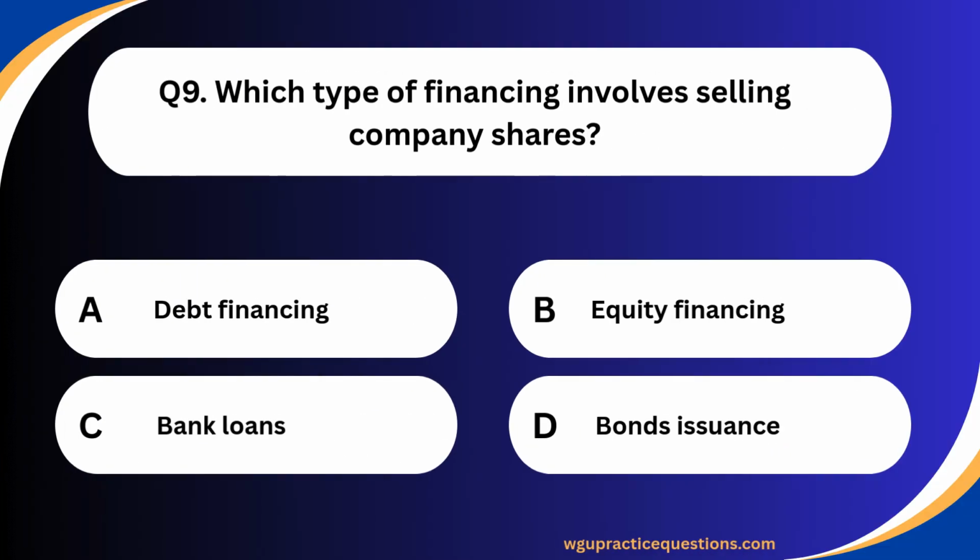Question 9. Which type of financing involves selling company shares? A. Debt financing. B. Equity financing. C. Bank loans. D. Bonds issuance. Which one is the correct answer?